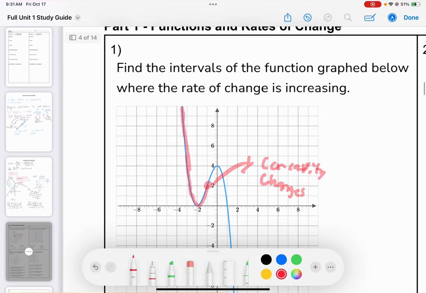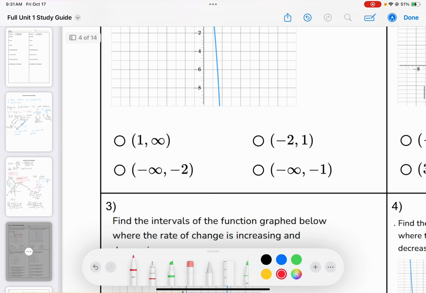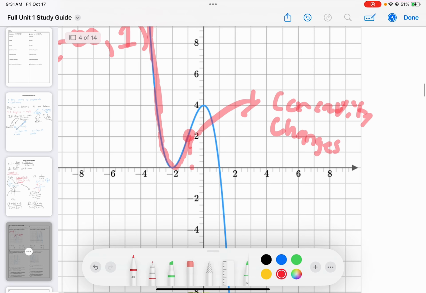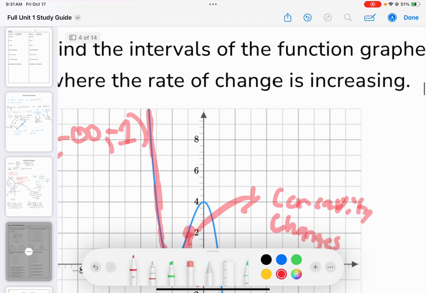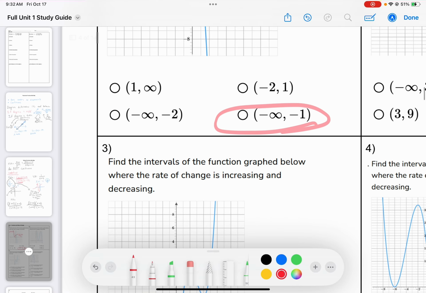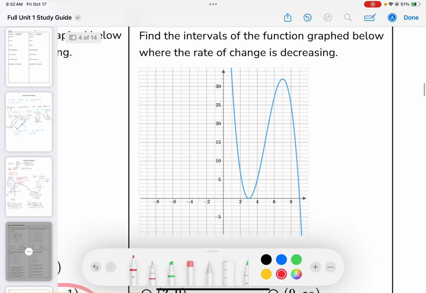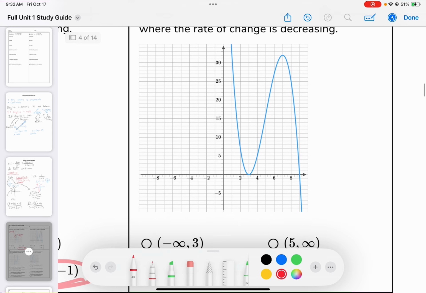So I'm looking for an answer choice that's, well, maybe they're assuming that this was concave up the whole time. So this might be from -infinity to about 1. Let's see if there's an answer choice that's exactly that or close to that. Oh, not 1, -1, right? That's why attention to detail matters in math. Okay, so there, I see it. -infinity to -1.